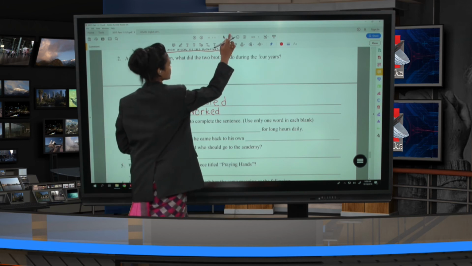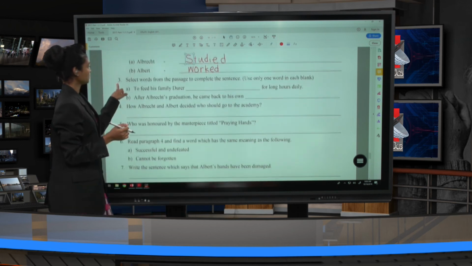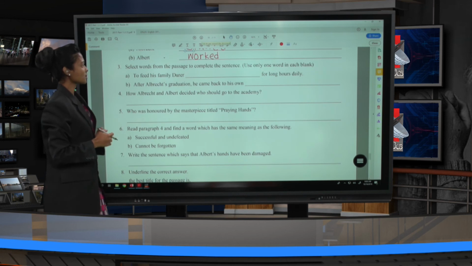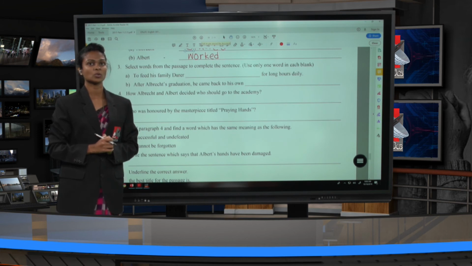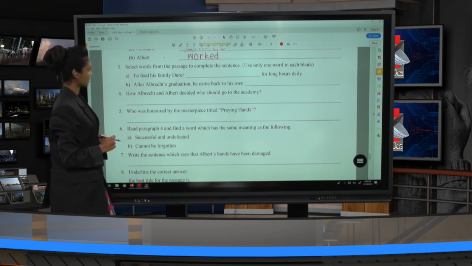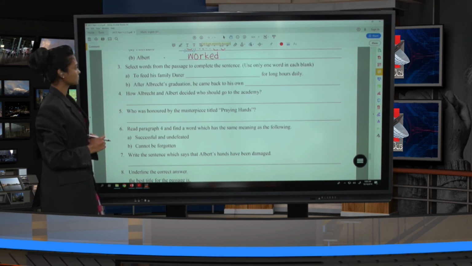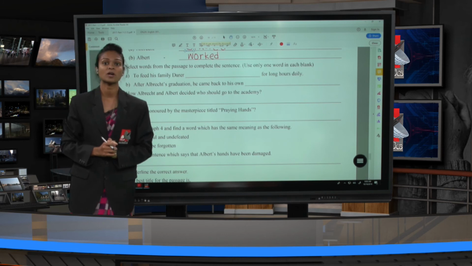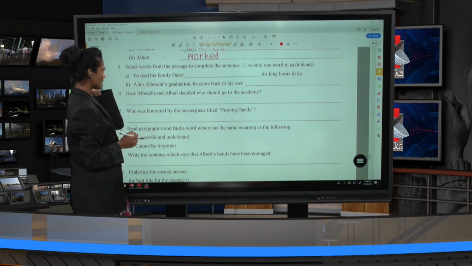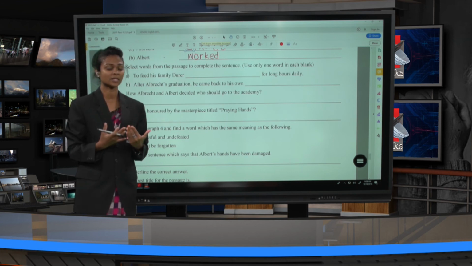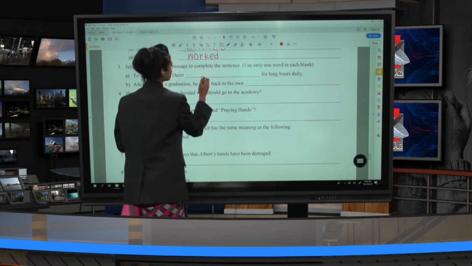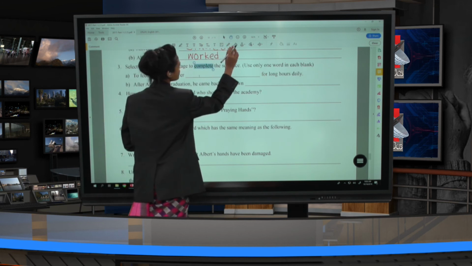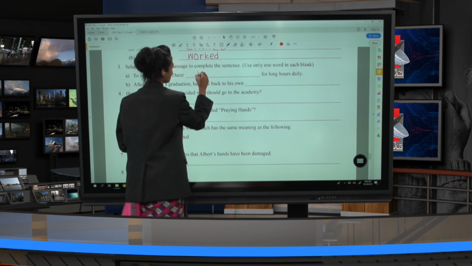Question number 3. Select words from the passage to complete the sentence. Use only one word in each blank. A. To feed his family, Juara. That means father. What did he do? To feed his family. Paulata කෑම දෙන්න. He what? Yes, he worked. He worked.